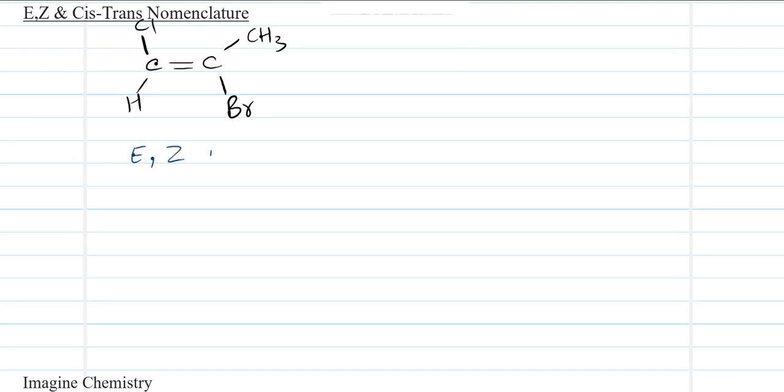Now consider an example where we have this compound. There is an alkene bond. It has chlorine attached over here, a methyl group over here, and a bromine over here. So now you cannot apply the cis trans nomenclature in this case. For such cases, a new type of nomenclature was introduced which was named the E Z nomenclature.